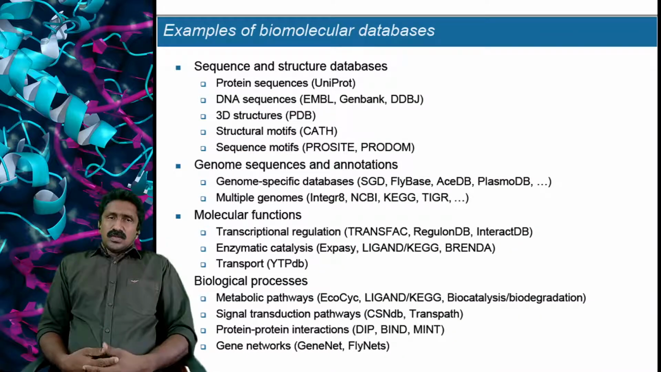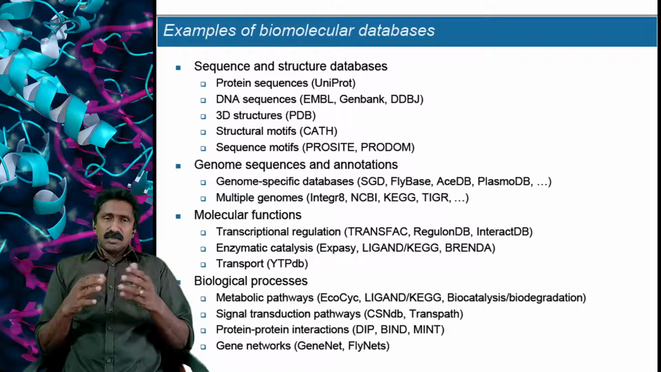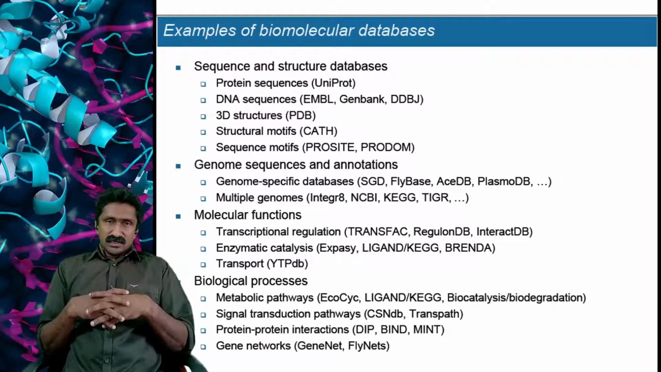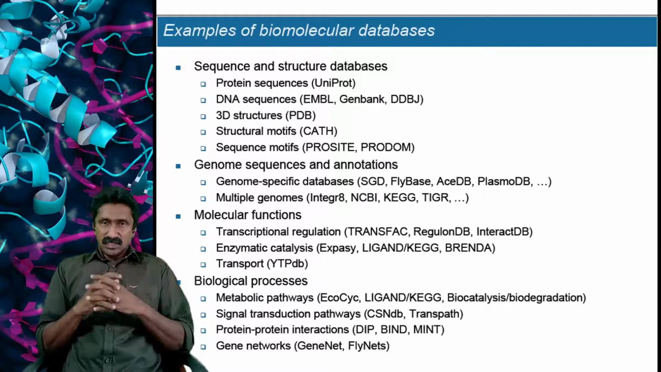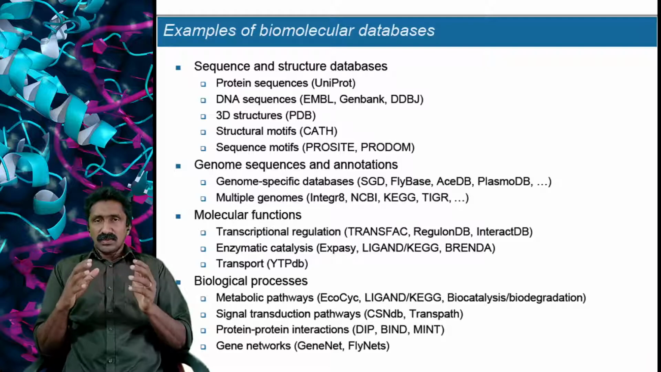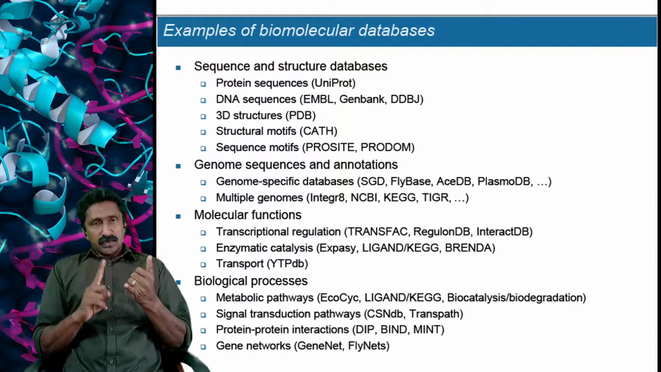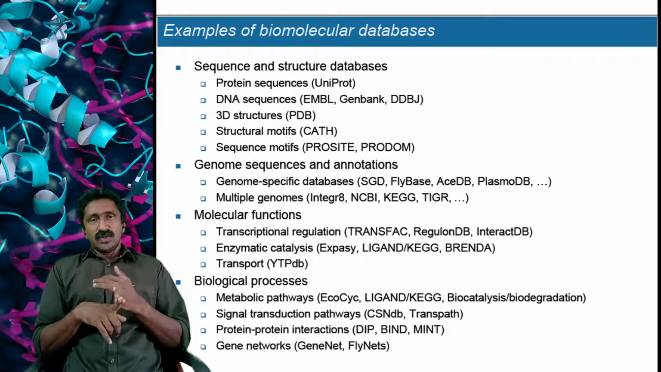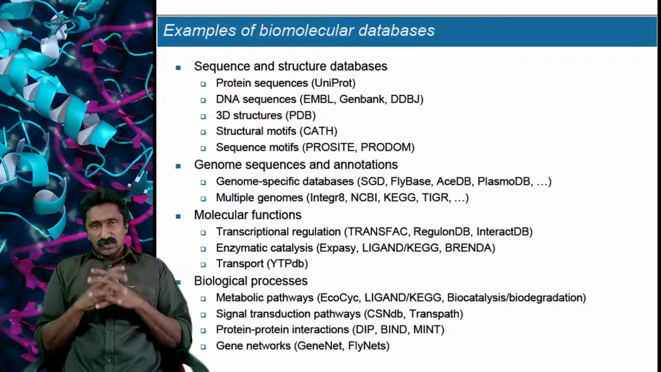Now, when we come to some of the examples of biomolecular databases based on their different functions, they can be categorized. Sequence and structure-based databases are there, which store primary sequence information like DNA sequence, protein sequence, or protein structure, and they are structural databases. Prominent sequence and structural databases include UniProt, for example, Universal Protein Resource, that is UniProt. That is for primary protein sequences.